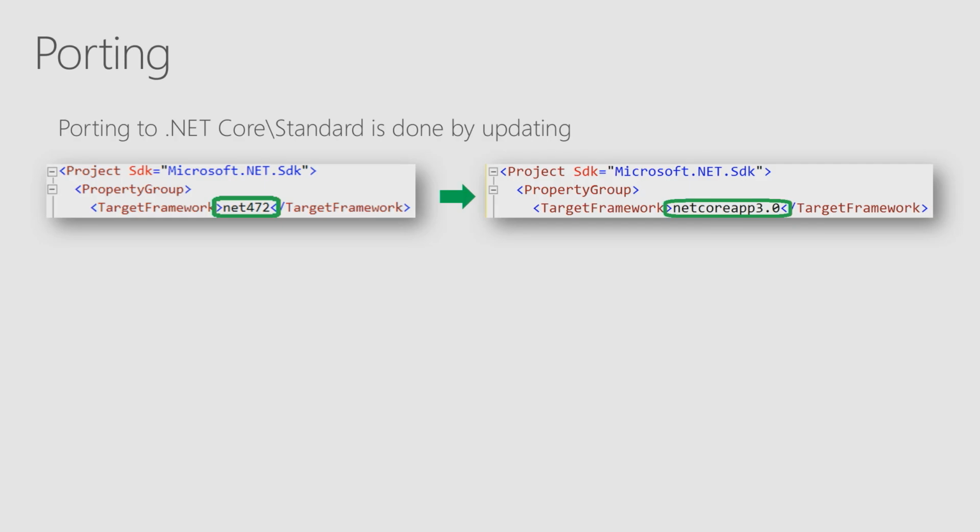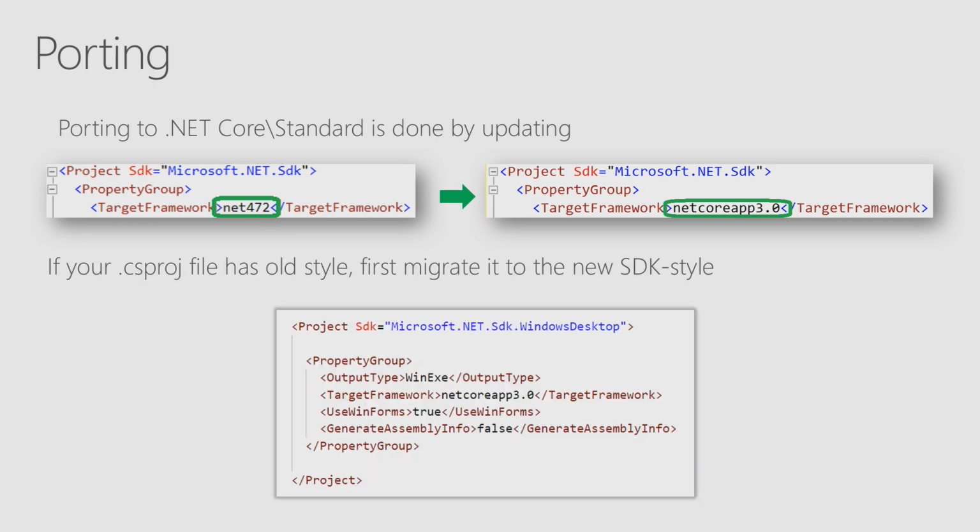Let's talk about porting now. Porting from Framework to Core is simply updating the value of the target framework parameter in your project file. But if you created your application on .NET Framework and you did not touch your project file since then, it will have the old style project file. So before updating this value, you first need to migrate to the new so-called SDK style project file.